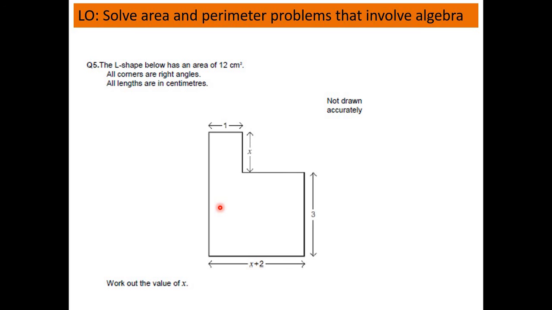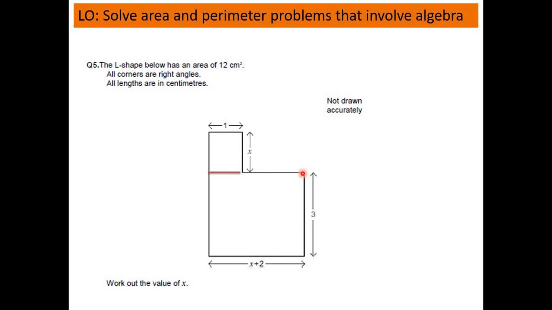We've been given a few measurements. Down the bottom, we've been given x plus 2. Up here, we've been given a measurement of 3. Now it's 3 centimeters because in the question it says all lengths are in centimeters. So up here we've got 3 centimeters. Up here we've been given a measurement of x centimeters and 1 centimeter. We have not been given a measurement for this length or for this length.